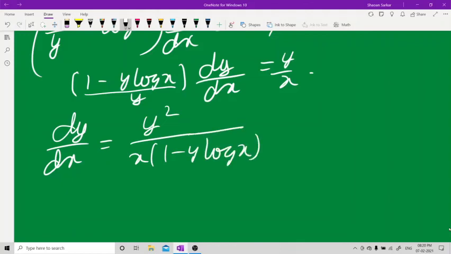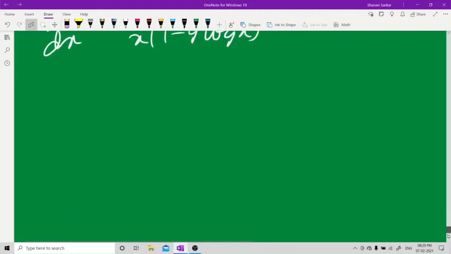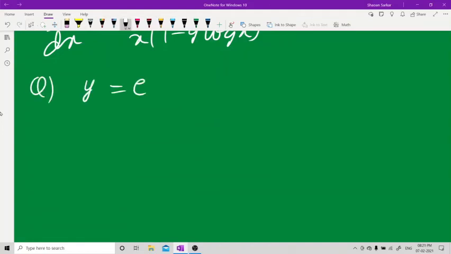Next, this type of question. I will do two or more questions like this, don't worry. See this type of question now. y is e to the power of x plus e to the power of x plus e to the power of x, and it goes on like this.